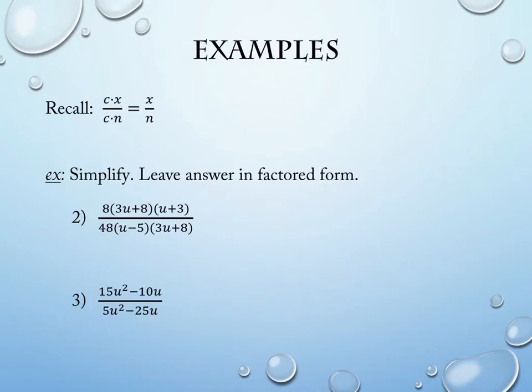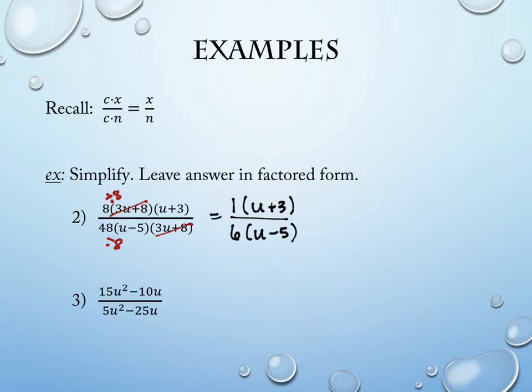3u plus 8 would be the one here that cancels. That's the factored piece. I still need to look back at the 8 and the 48 though. What do 8 and 48 both divide by? They both divide by 8. So if I divide each of them by 8, on the top I'd end up with a 1. You can either write it or you don't necessarily have to. I also have the u plus 3. On the bottom I still have the 6, and I have the u minus 5.